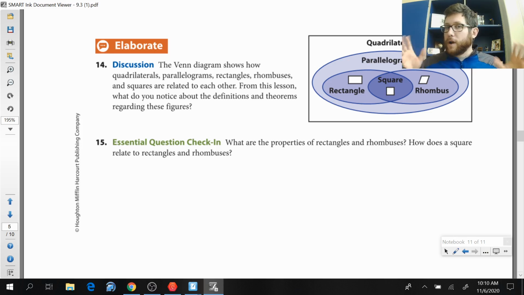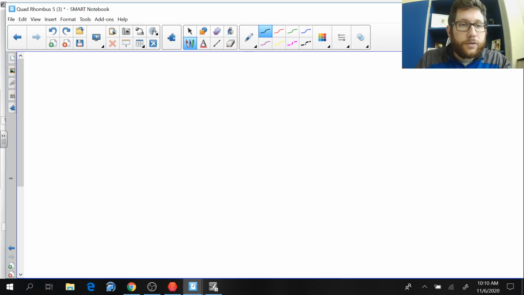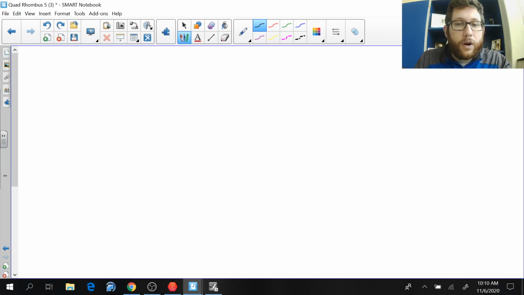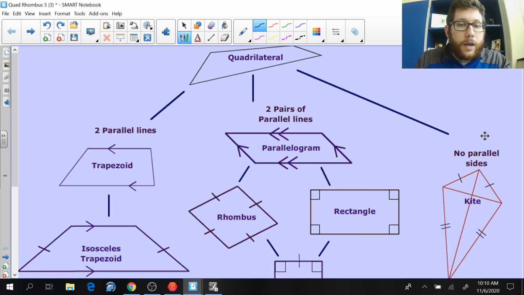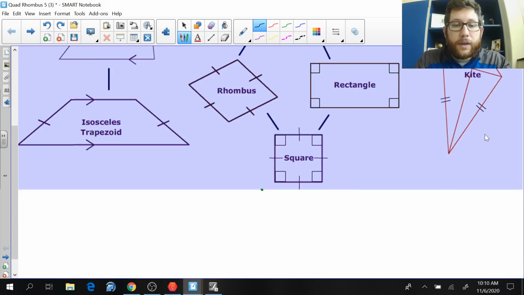So that gives you a rough overview. I know this is a long video. You're just going to have to bear with me. There's a lot to cover here. Let's look at one or two problems that have to do with rectangles and rhombuses as far as solving. So let's go back through all this. Here's another way we could think about this too.